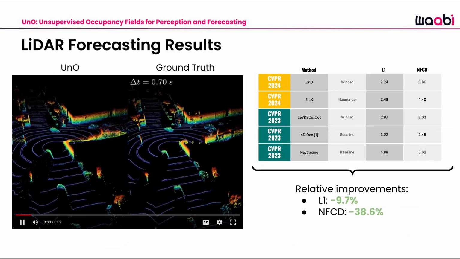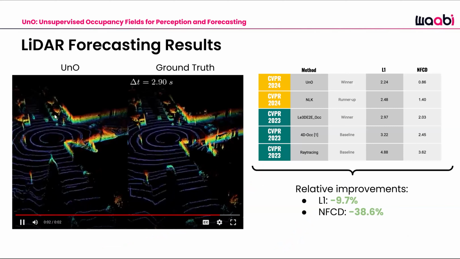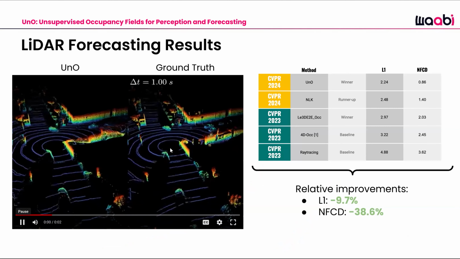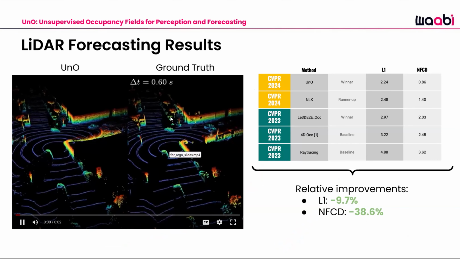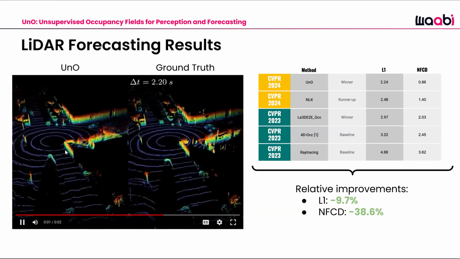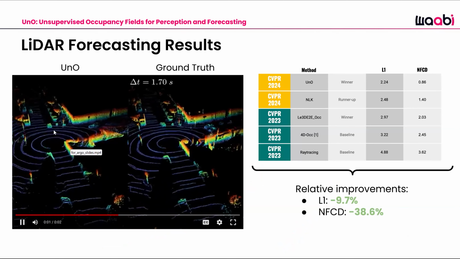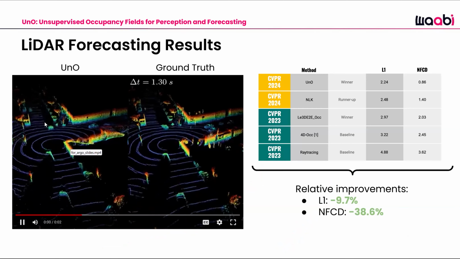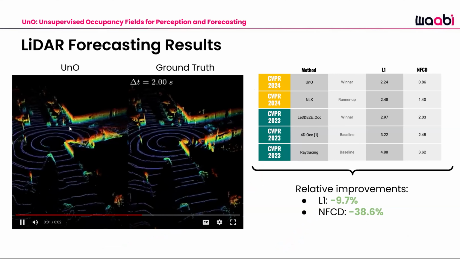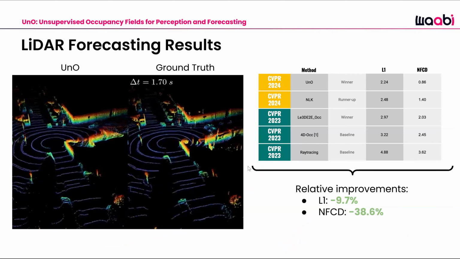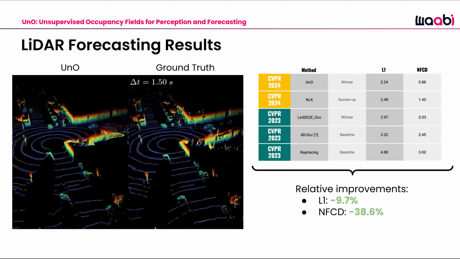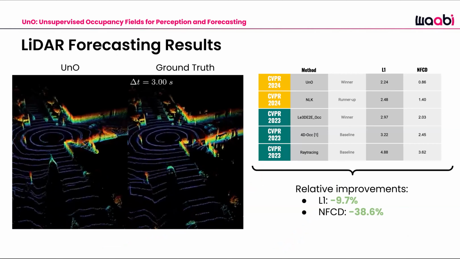So we have a qualitative example here, where on the left we have UNO's point cloud forecast, and then the ground truth future point cloud. And we can see that UNO is pretty good at capturing moving vehicles, which we found that previous methods weren't so good at, such as this turning actor here. And this here is actually a small cyclist. And we get, as discussed earlier, large relative improvement from previous methods across all the metrics.